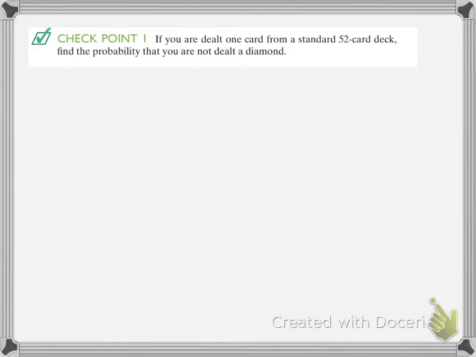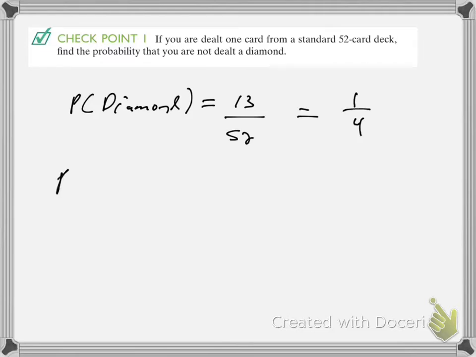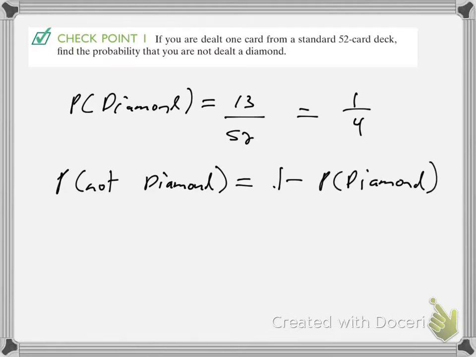All right, so if you're dealt 1 card from a standard 52 deck, find the probability you are not dealt a diamond. Okay, so the probability that you are dealt a diamond is, let's look at how many diamonds there are in the deck. There are 13 diamonds in the deck. I'm going to divide that by the total number of cards. That's 1 in 4. Okay, so the probability of not getting a diamond should be 1 minus the probability of getting a diamond, which would be 1 minus 1/4, which is 3/4. So that's the probability of not getting a diamond.